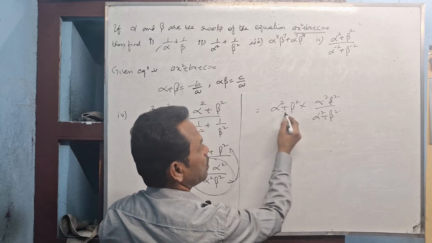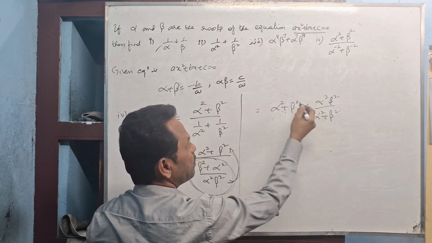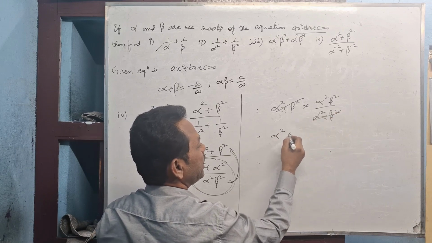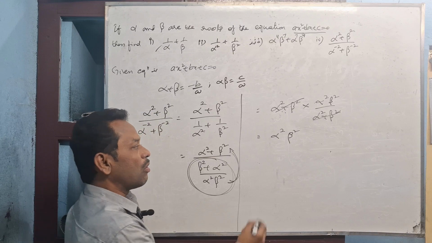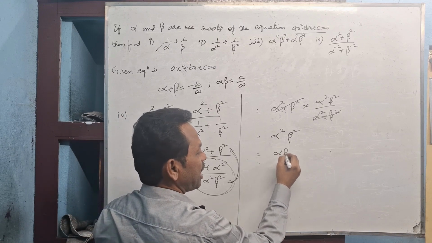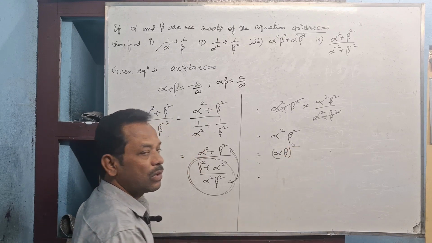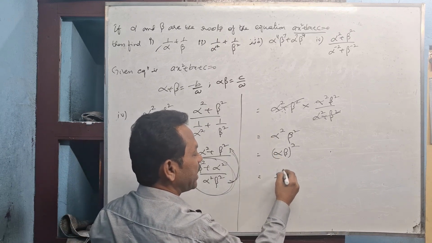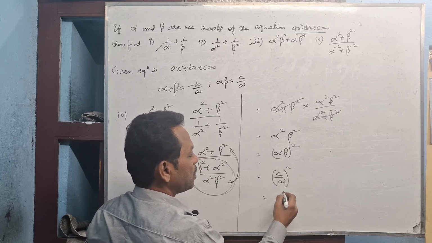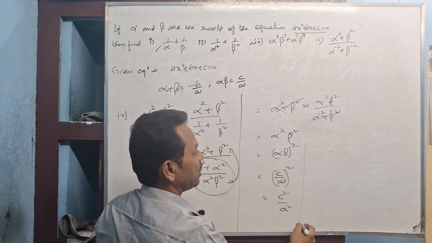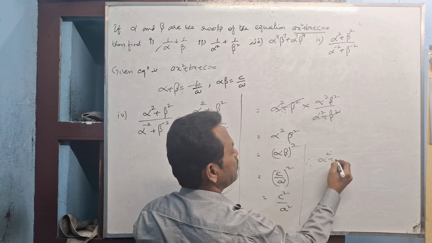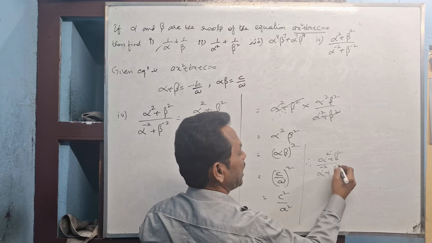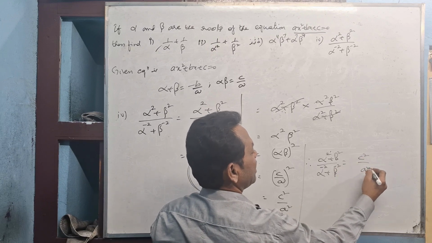Now look at this. These two are the same, so we can cancel these two terms. So you are left with alpha square beta square. Now this we can write as alpha beta whole square. Here alpha beta is nothing but c by a. Let me take c by a there, c by a whole square, that gives you c square by a square. Therefore, alpha square plus beta square divided by alpha to the power of minus 2 plus beta power of minus 2 is c square by a square.